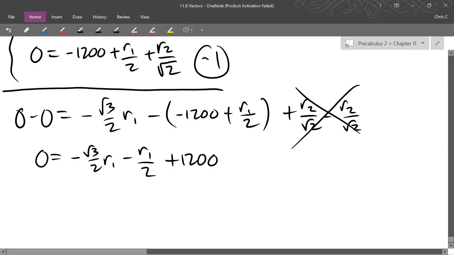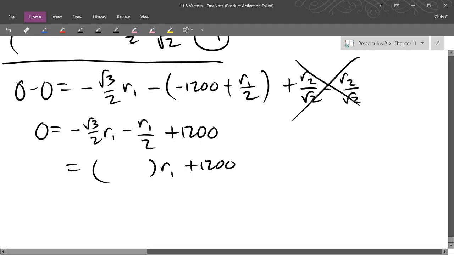Yep, so we need to isolate the R. So combine like terms, get everything that's not R out of there. So go ahead and do that. Yeah, so we gotta combine them. So factor out, this is how to do it. So your first step is something times R1. So go ahead and finish this off. I'll give you another 10 seconds to do it. You just have to factor, subtract, divide.